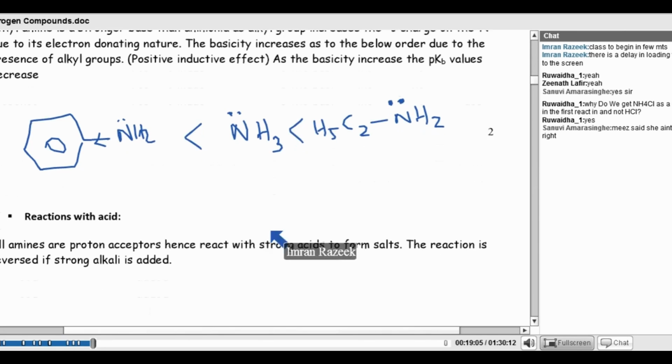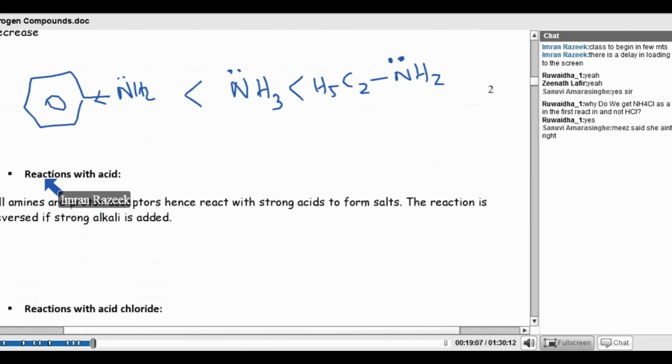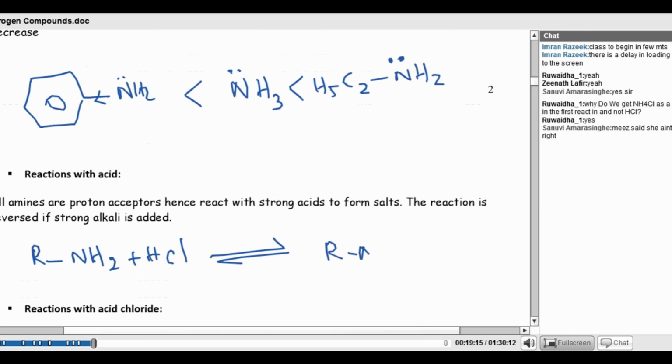As for the reactions with acids, because amines are basic, all amines react with acids. For example, if you react with HCl, it reacts reversibly to form the salt, right? And when you add alkali, it favors the backward reaction. So the reaction is reversed if strong alkali is added. So this is the reaction with acid. Please copy the reaction.